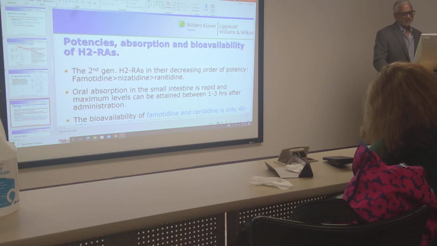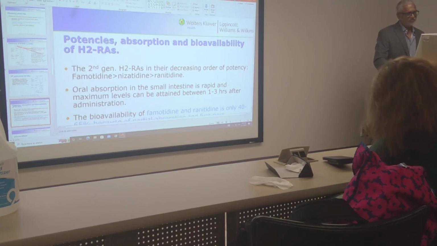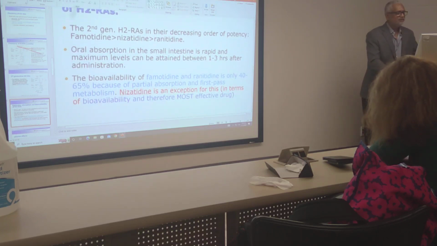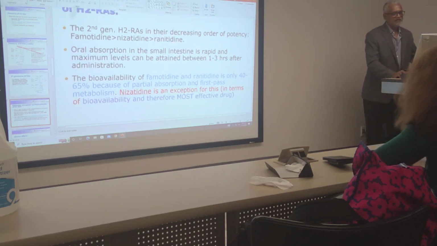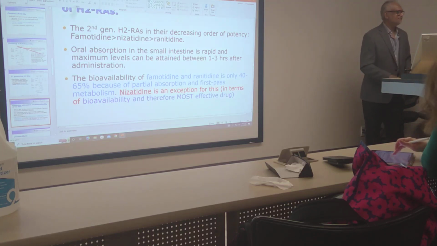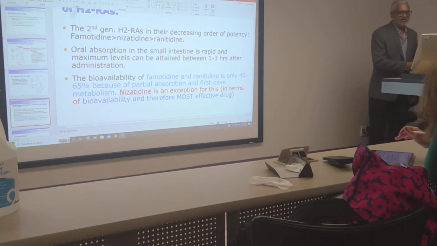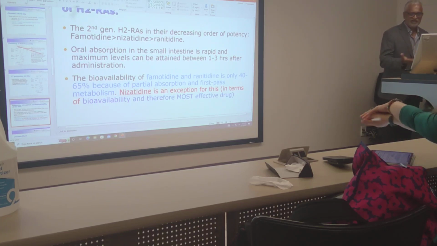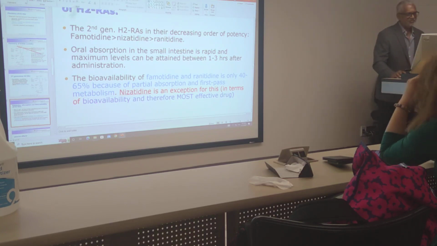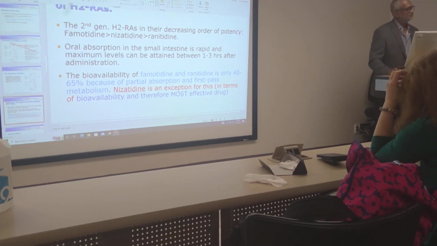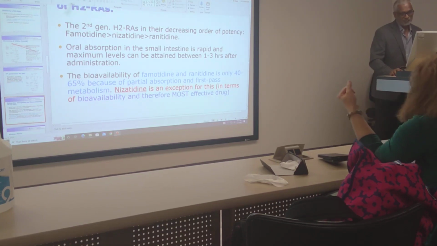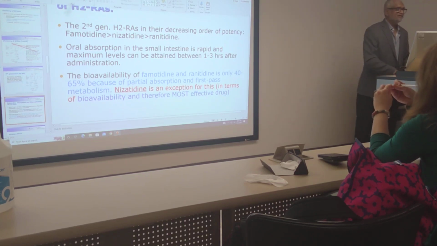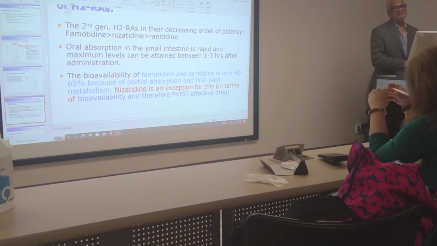There is some oral absorption in the small intestine, but the bioavailability of famotidine and ranitidine is only 40 to 60%. The rest of the drug goes into first pass in the liver, where it is degraded more rapidly. Therefore, you need to take them more frequently. And all these H2RAs are competitive inhibitors of H2 receptors.